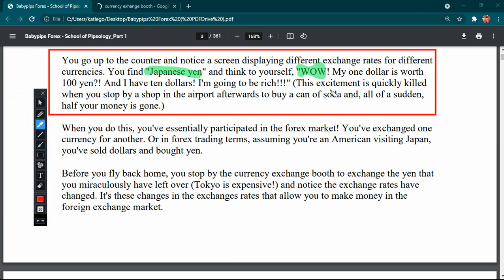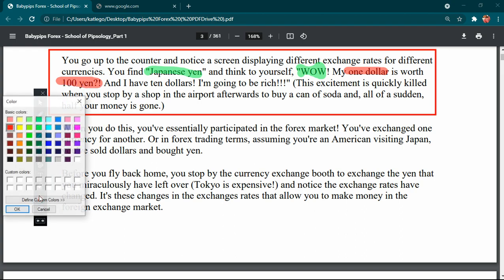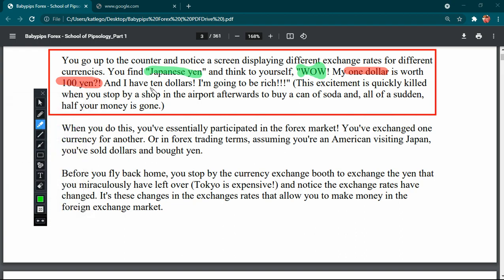So the $1 you had, when you go to the currency exchange booth to exchange it for the yen, it's worth 100 yen, right? Correct. We are getting there, guys. And I have $10. I'm going to be rich. So you're thinking to yourself, I'm going to be rich, right? Because you just realized your $1 is worth 100 yen, right?